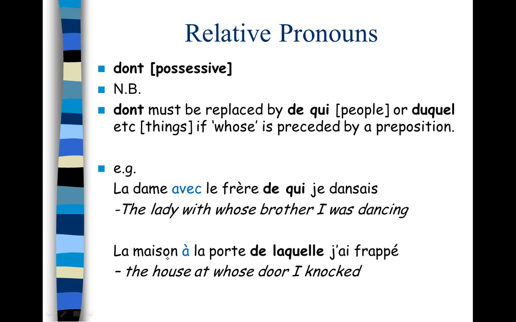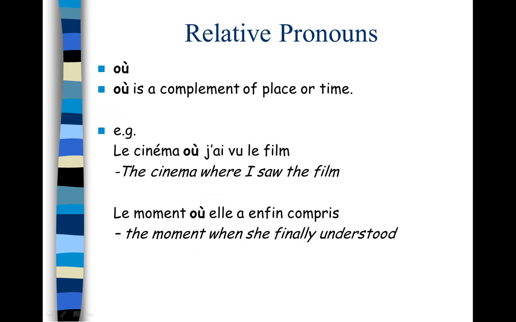Okay? And la maison à la porte de laquelle j'ai frappé. The house at whose door I knocked. In French, it's the house at the door of which I knocked. So it has to be constructed this way. This doesn't happen all that often, but it's just something that you need to be aware of. Finally, we have où. Où means where, yes? And it's a complement of place or time.